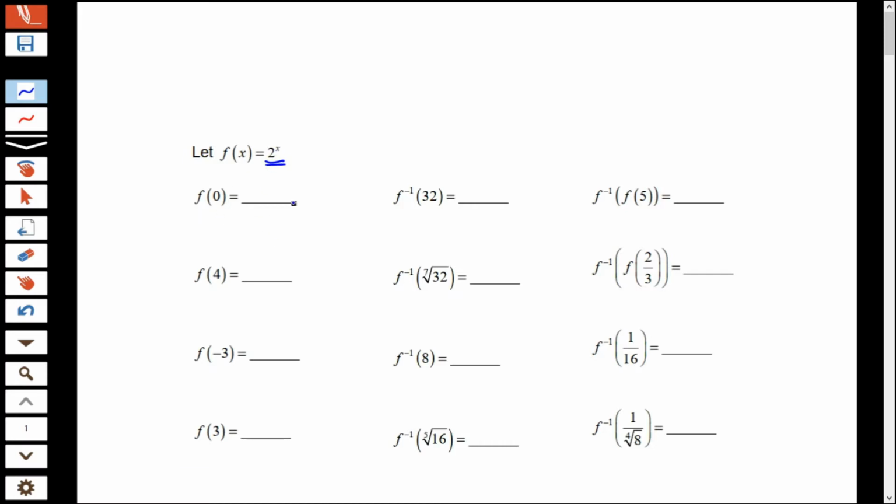So f of 0 would be 2 to the 0 power, or 1. F of 4 is 2 to the 4th, 16. F of negative 3, we know that's a negative exponent, so that's going to raise it to the third power, which will give you 8. And then the negative flips it, making it 1/8. And of course, f of positive 3 is just 8. It's the reciprocal when you're doing the negative exponent versus the positive, of course.